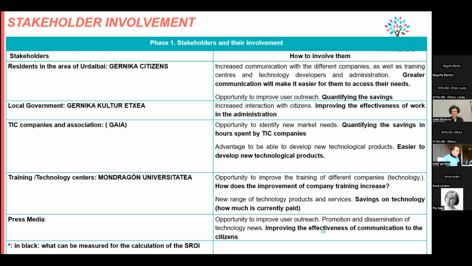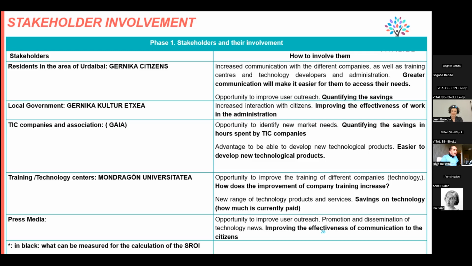The municipality, the local government, second stakeholder, how we involve them. We improved the effectiveness of the work with administration. It was also a very good way to interact with their citizens. They involved the citizens and they were working together with their citizens. So they were very much committed on this.